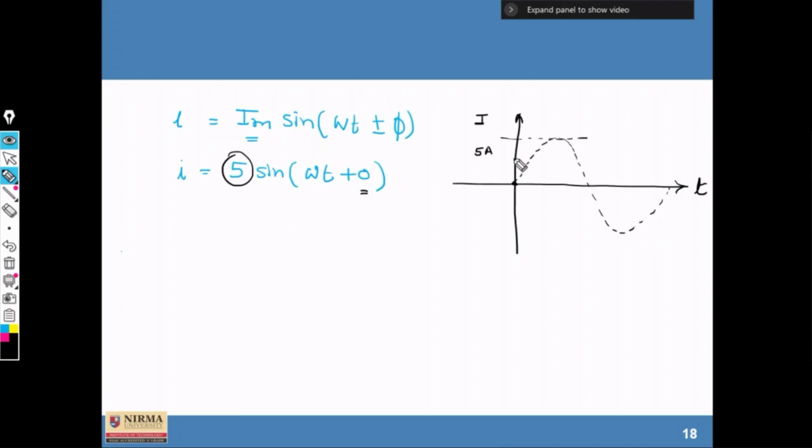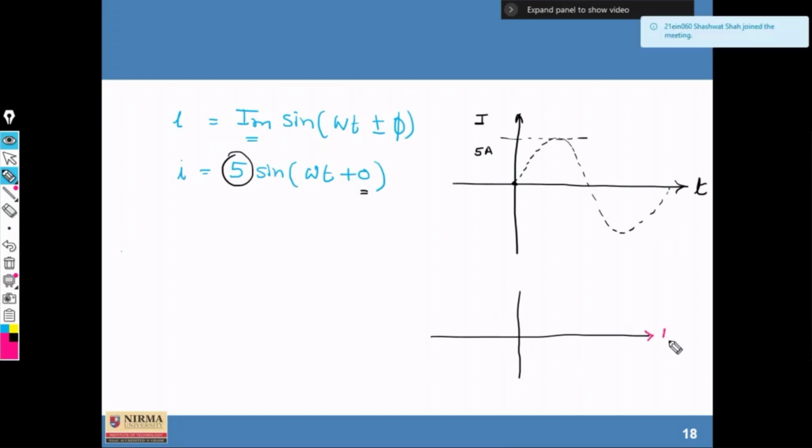Now the same thing I can represent in a vector form also. So the vector form is here. Suppose I want to measure with respect to time t, I can also do this. Im is 5, meaning the magnitude is 5, so 5 divisions. I can make this vector representing current I, because there is an angle 0 with respect to the x-axis here.